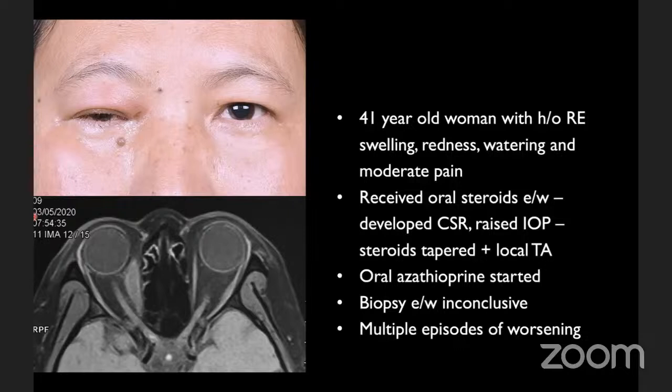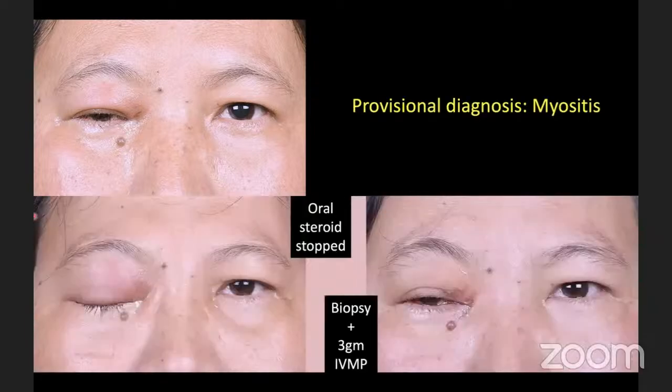In the MRI, you can pick up that the medial rectus is enlarged. There is belly enlargement, and there is also increased contrast uptake. So a diagnosis of myositis was made and the oral steroids were stopped. A biopsy was done, which proved to be myositis inflammation involving the medial rectus. She was given IV methylprednisolone, about 3 gram, and this is how she improved over a period of time.